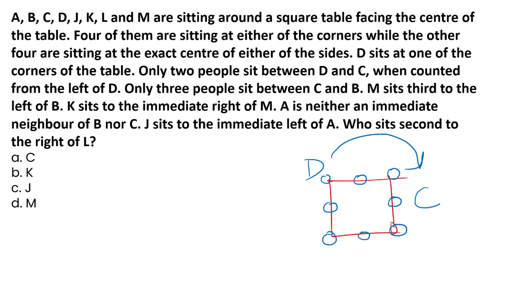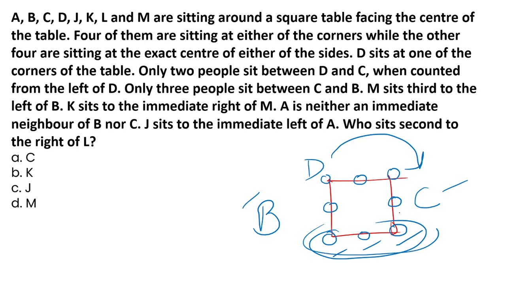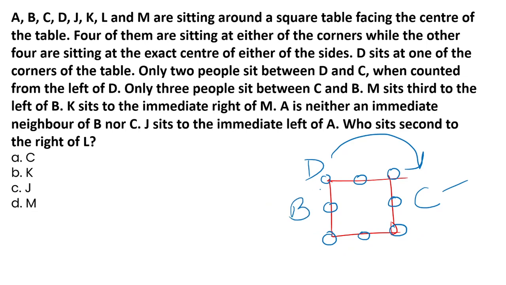Two people sit between D and C when counted from the left of D. Only three people sit between C and B. Between C and B there are 1, 2, 3 people, so three people sit between C and B. M sits third to the left of B.